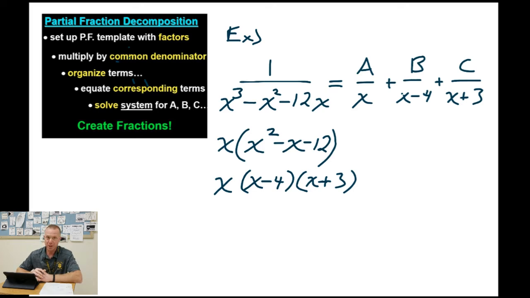You should be multiplying by the common denominator. Okay, that means you're going to be multiplying the whole equation, both sides, by x, x minus 4, x plus 3.